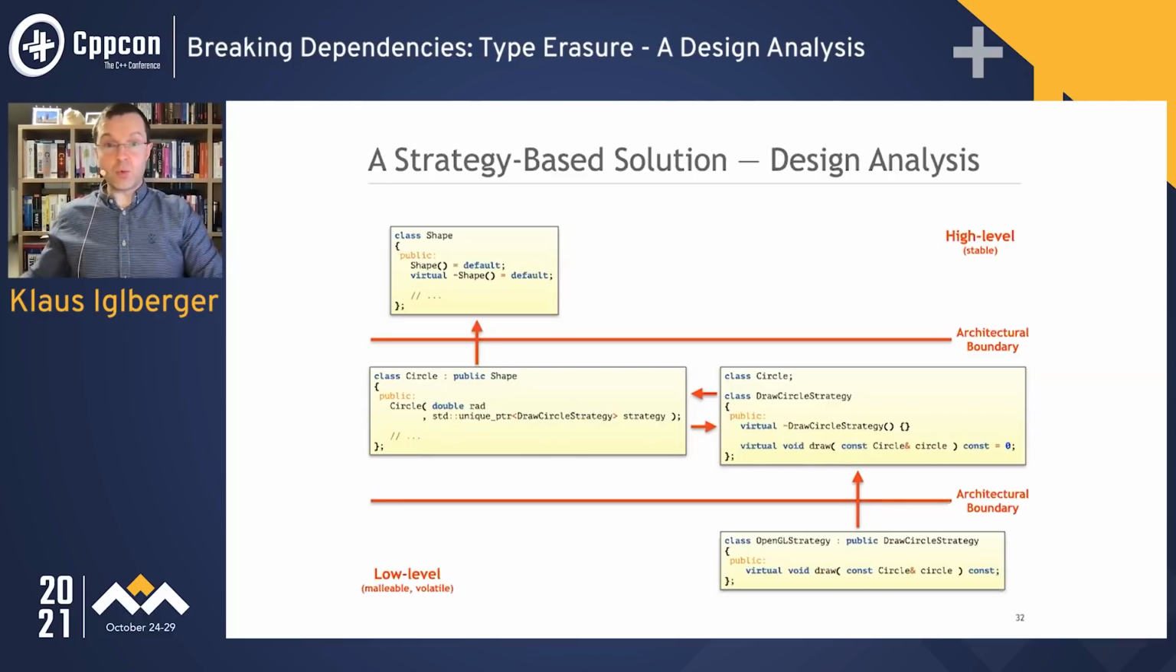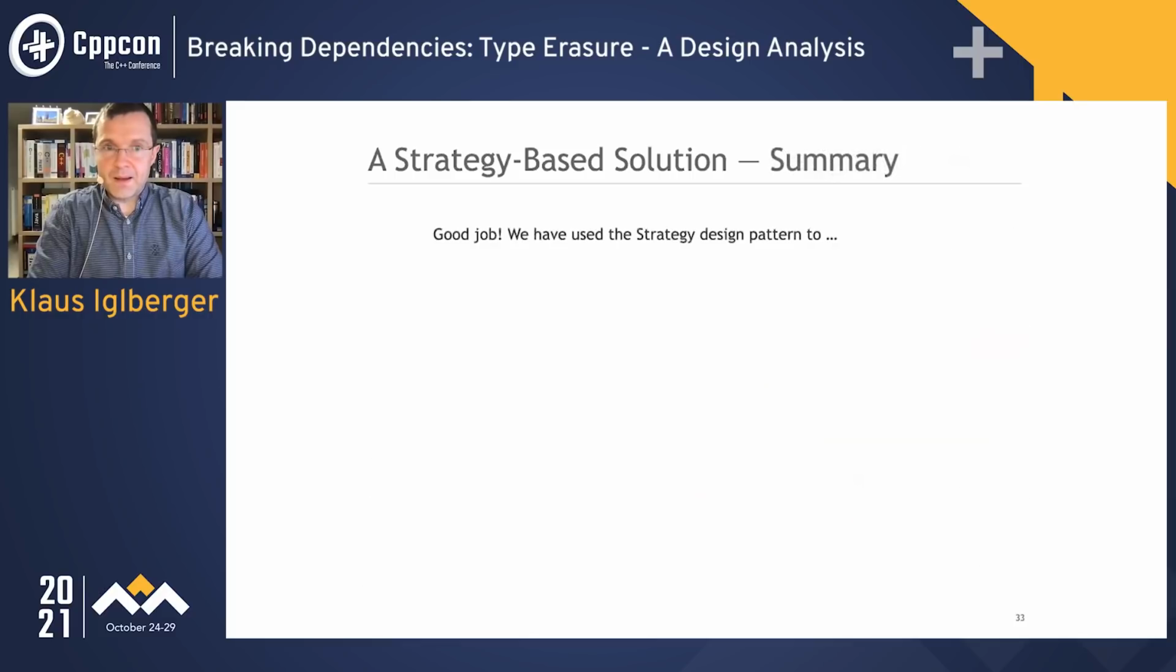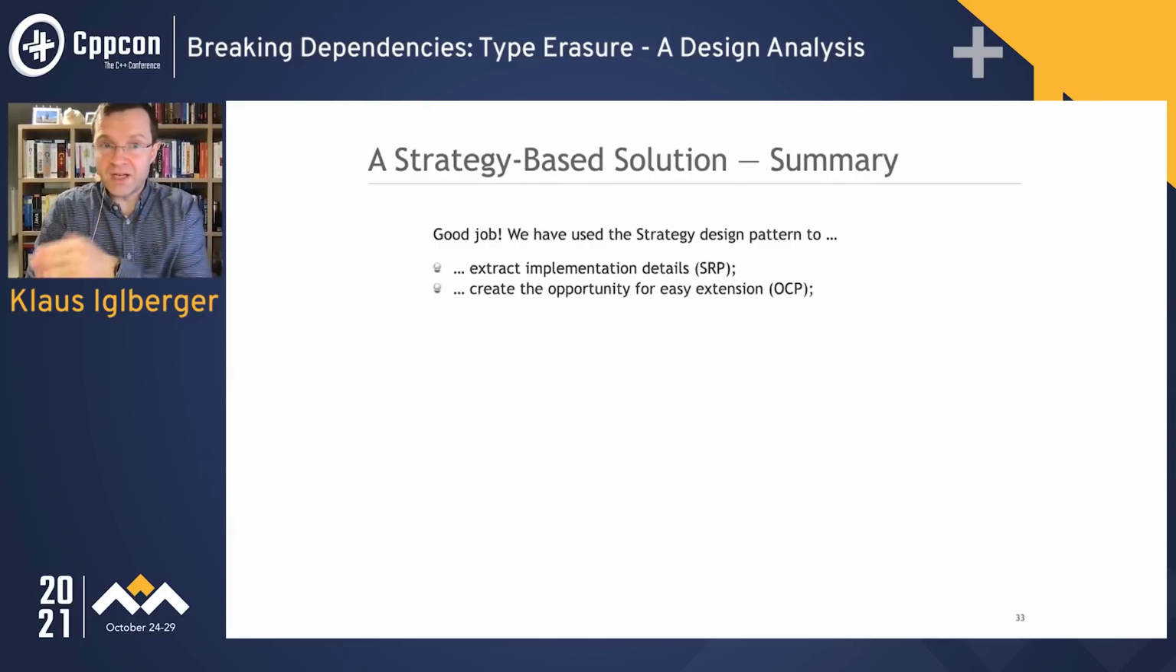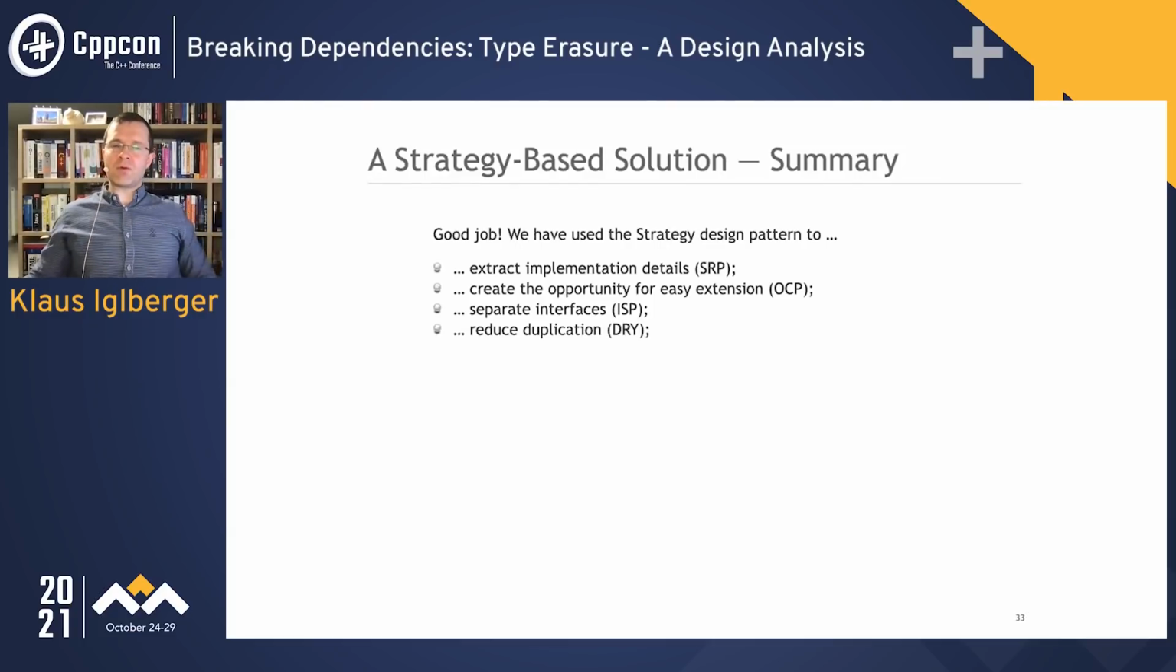Okay, we definitely have won something. So we have used the strategy design pattern to extract implementation details based on the single responsibility principle. We have created the opportunity for easy extension, and we have separated interfaces, which is nice. So circles, squares definitely still don't know about each other. That's the so-called interface segregation principle. Also, we have now a very, very clever way of dealing with duplication. There's only one implementation. We don't have to think about this anymore. It's so obvious.